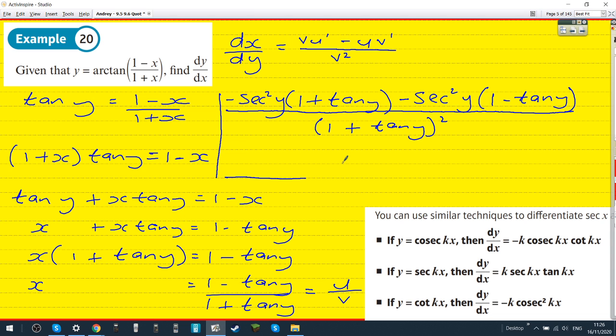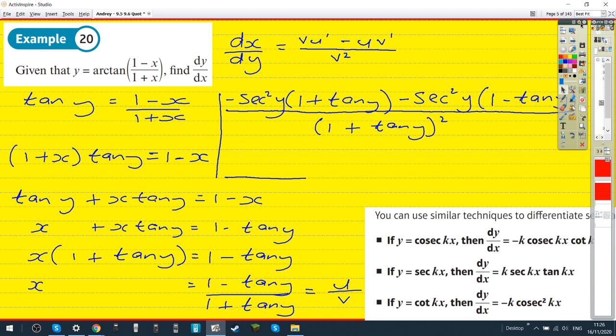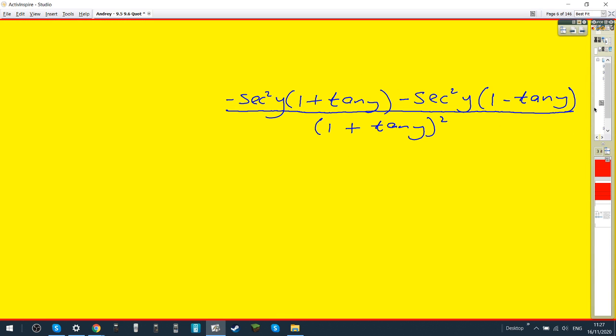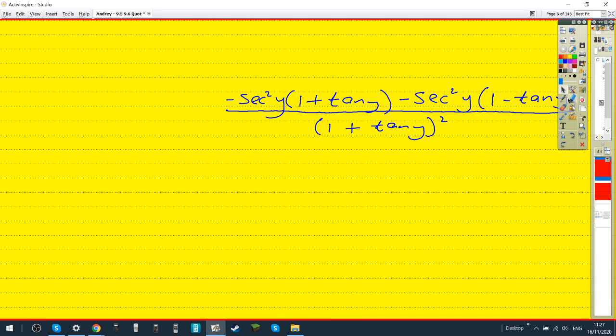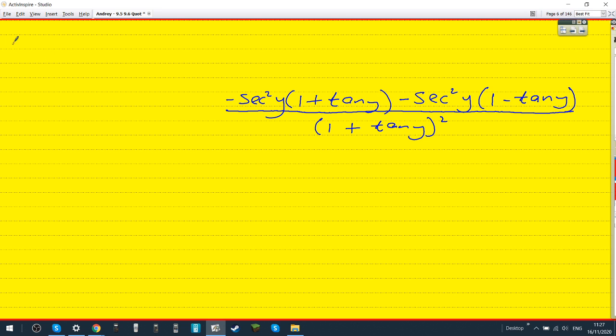Now this is where I probably need to simplify it. Okay. Hold on. So this is dx/dy. We want dy/dx. Oh, so I need to do 1 over that. Yeah, we just flip the fraction. And so that is dy/dx.